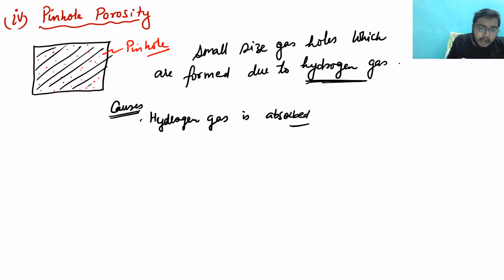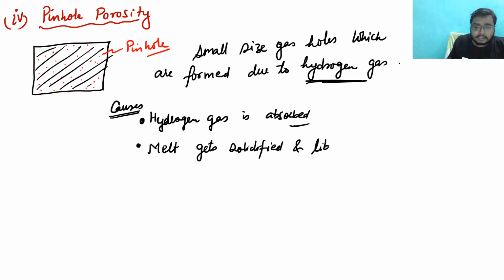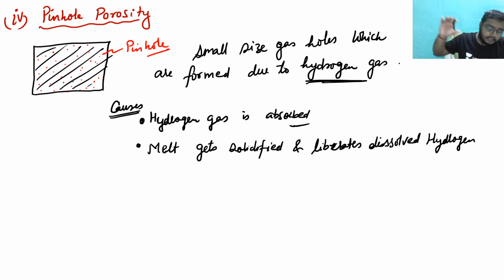So what happens is, after some time my melt gets solidified, and it liberates dissolved hydrogen. So whatever amount of hydrogen is dissolved will get liberated out, and hence a very small amount of pinhole size is actually left.